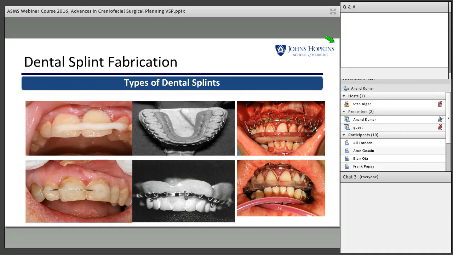And what we've used always has been dental splints in some form or fashion. These are various illustrations of such. The more modern VSP, or virtual surgical planning, splints are here marked on my right, here in these two areas in the arrow. This is splint within a splint technology.